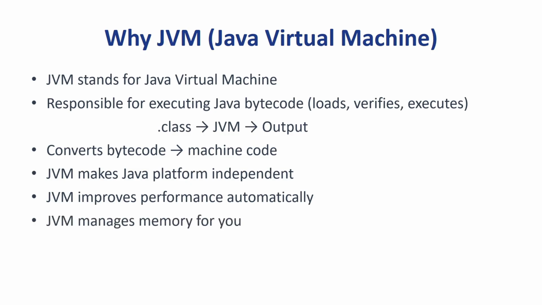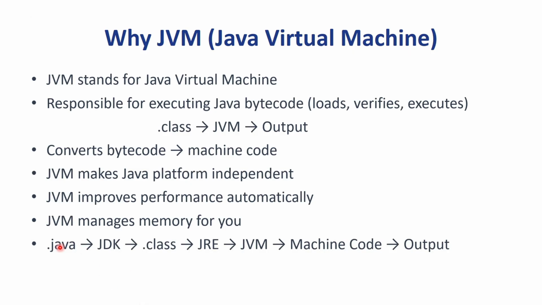Next, JVM manages memory for you. One more big advantage is memory management. In languages like C or C++, developers manually manage memory, but in Java, JVM does it for you using garbage collection. It automatically removes unused objects and frees memory.